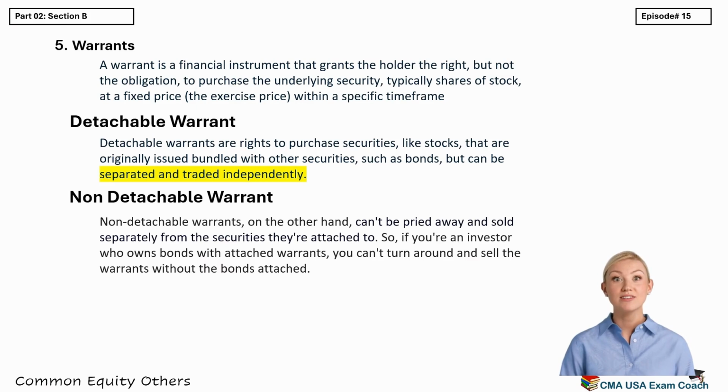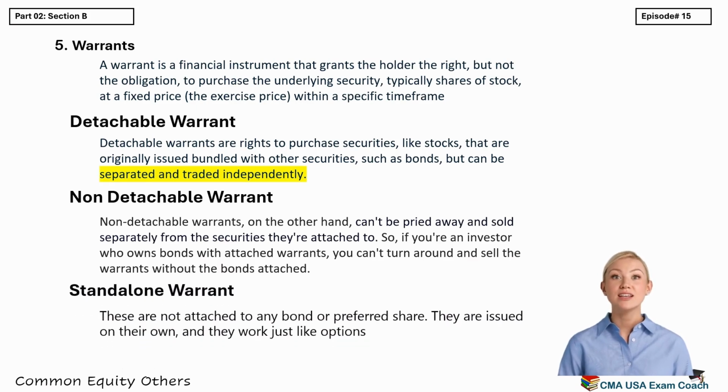And finally, we have standalone warrants. These are not attached to any bond or preferred share. They're issued on their own, and they work just like options. You simply purchase the warrant directly, and it gives you the right to buy shares at a fixed price during a set period. Warrants are often used by companies to make their bonds or preferred shares more attractive. They act as a sweetener, giving investors an added incentive to invest.